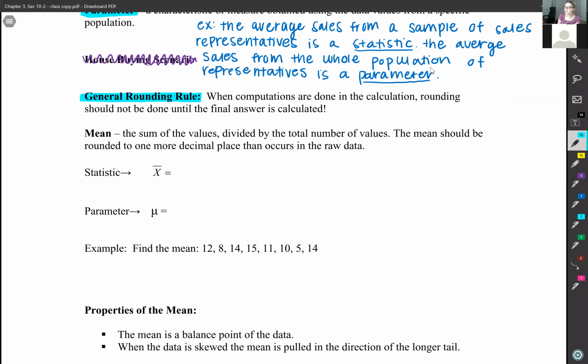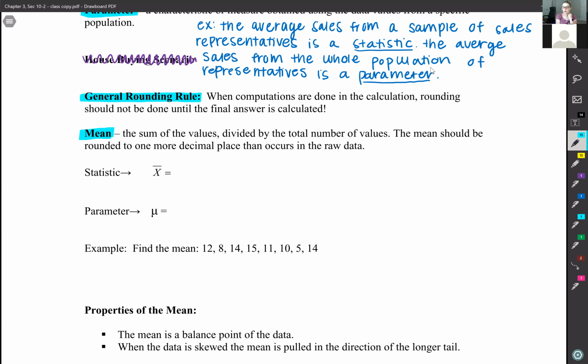So just an example, let's say all of your data points that you're dealing with are just integers. So they're just like 1, 3, 5, 9, -1, something like that. They're just whole numbers here. When you calculate the mean, you should have one decimal place. So if your data all have one decimal place, your mean should have two decimal places. So it should always be one more than the raw data that you're using. And that's just the definition of the mean.